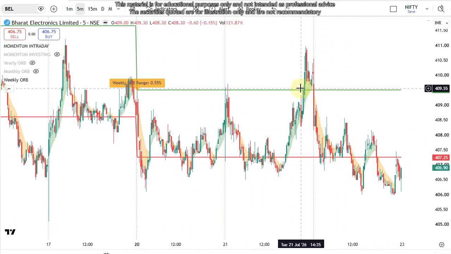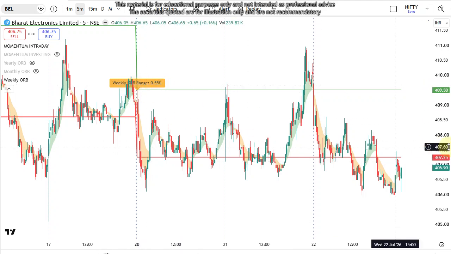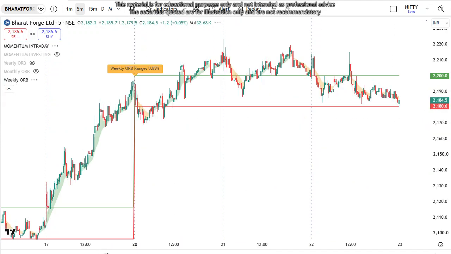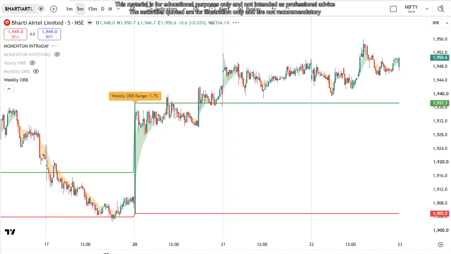Here there is a buy trade. We took the trade, and here the stop loss hit. So 0.5%, we took the stop loss. See here, Bharat Forge, it is still an open position. The range is 0.89, so we will mostly not take the trade.